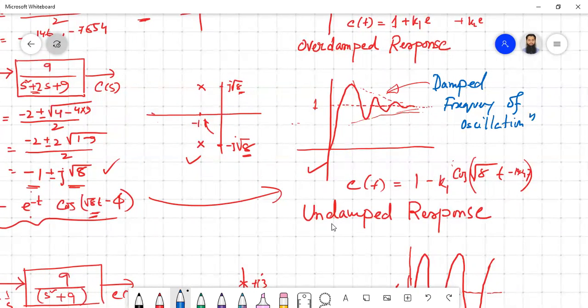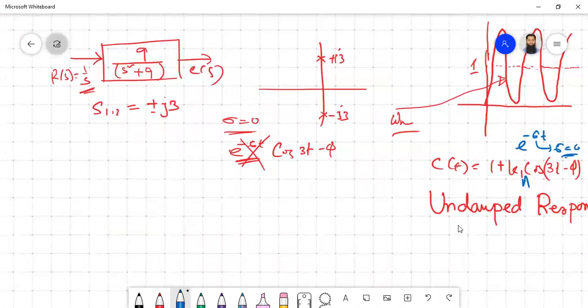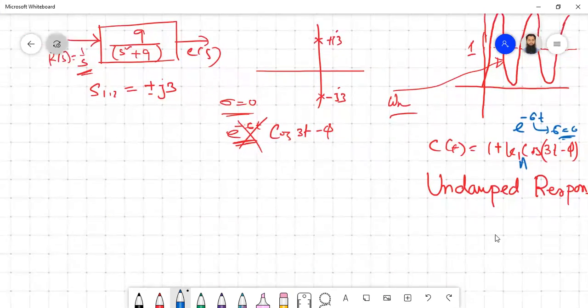Okay, so we have to keep it in mind and we represent it in terms of omega d, the damped frequency of oscillation. So the third case is also discussed. The first was overdamping, too much damping. Then the other one is underdamping, so it's damping and oscillation. Then the third one without any damping, so basically an undamped response. Now we have a pure sinusoidal movement around the reference, that is actually your step input.